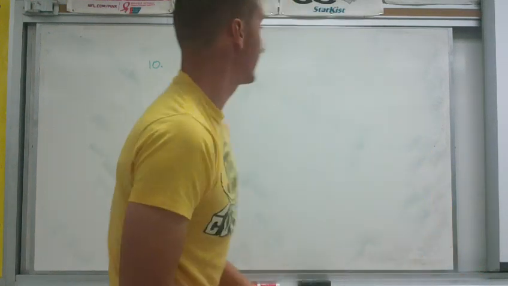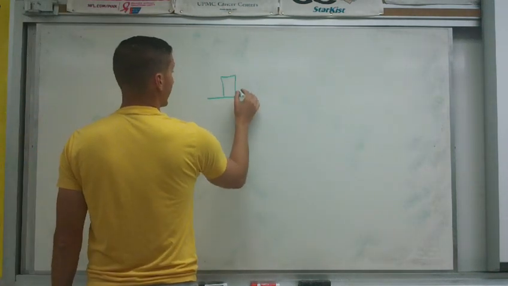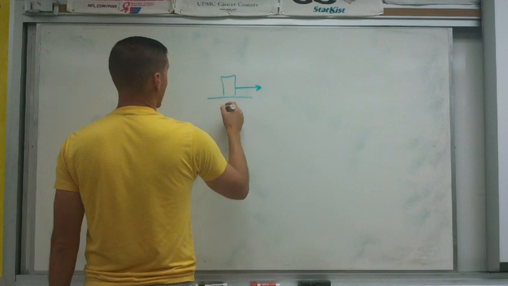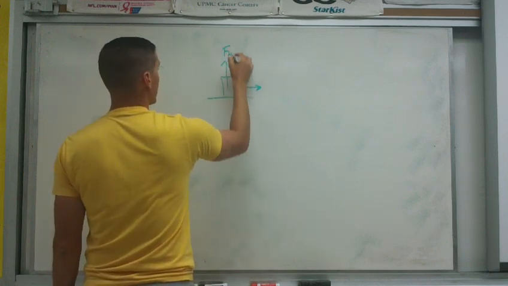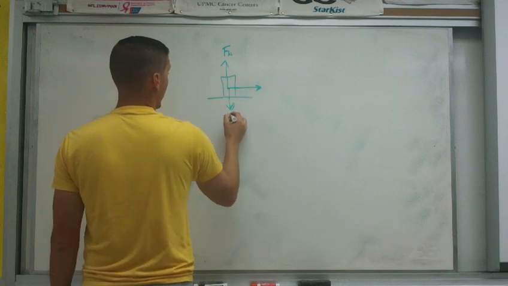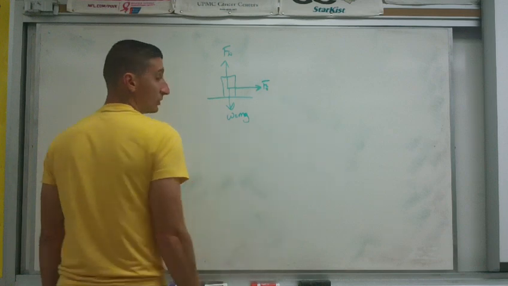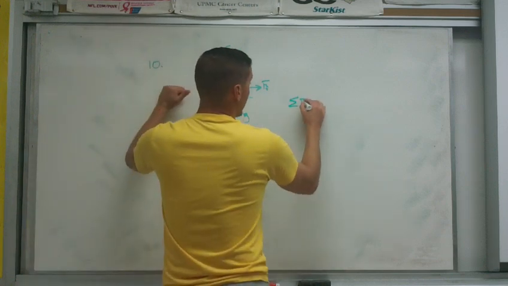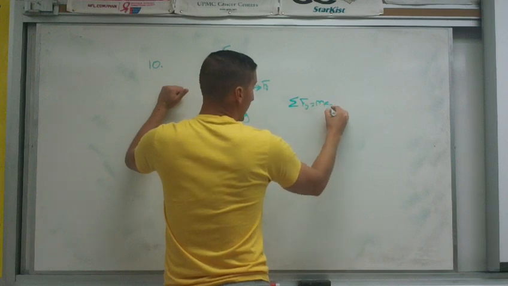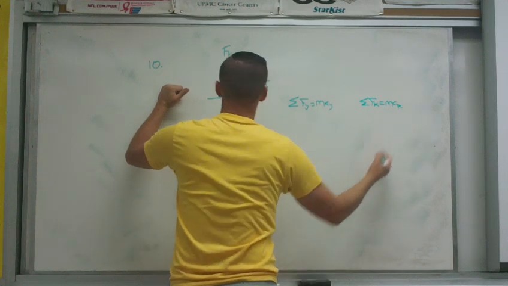So let's draw again that tire. Okay, tire here. The only thing stopping it is friction. Let's say it's going that way. It's friction. I have normal force. I have weight, which equals mg. So let's look at the force equations here. I got the summation of the forces in the y equals may. Summation of the forces in the x equals max.